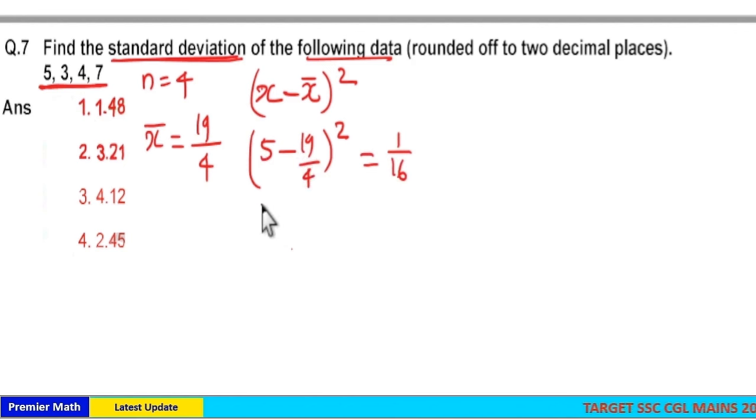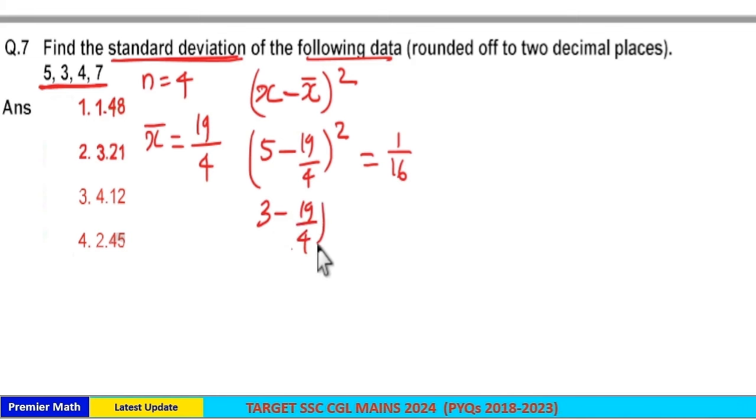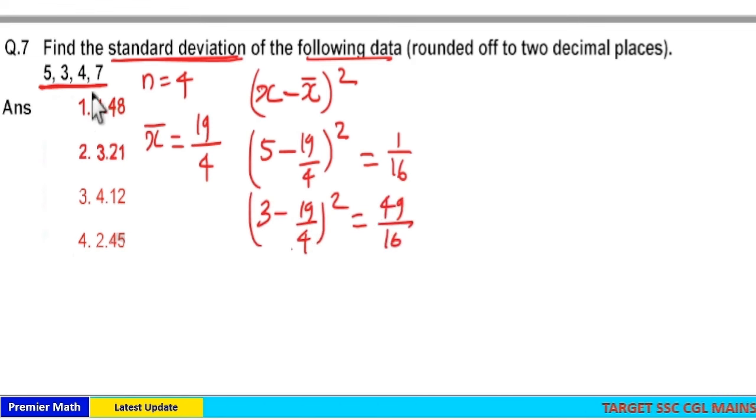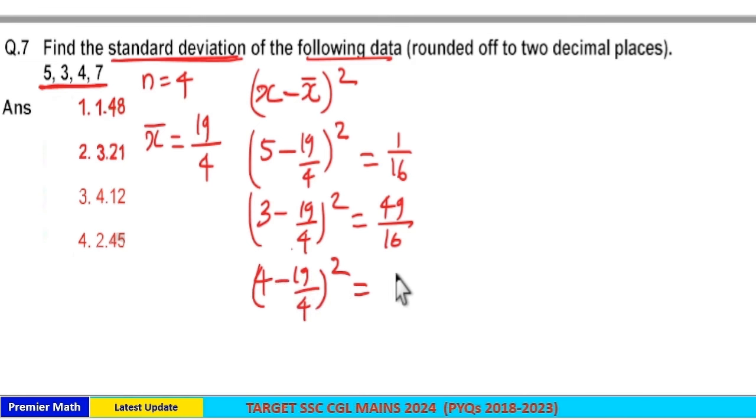Same way, 3 minus 19 by 4. Then square it. 3 into 4, 12. 12 minus 19, 7. So 7 by 4 square is equal to 7 square is 49, 4 square is 16. Now again 4 minus 19 by 4, the whole square is equal to 4 into 4, 16. 16 minus 19 is 3. 3 by 4 the whole square is 9 by 16.